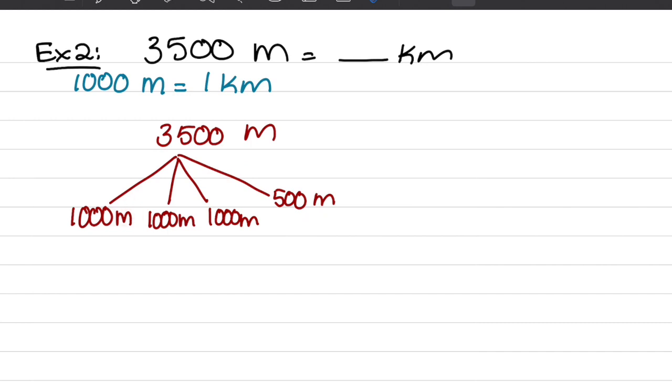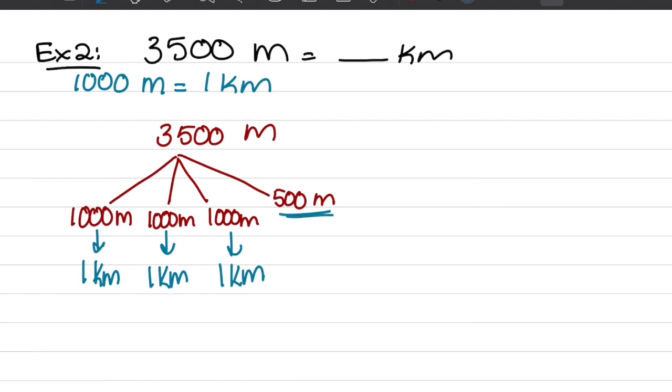And just note how every time I write a number, I write the units. We have to know what those numbers represent. Well, from our property, we know that 1,000 meters is equivalent to 1 kilometer. It is equal to that. So here, instead of writing 1,000 meters, I'm going to write 1 kilometer. And here I'm going to write 1 kilometer. And here 1 kilometer.